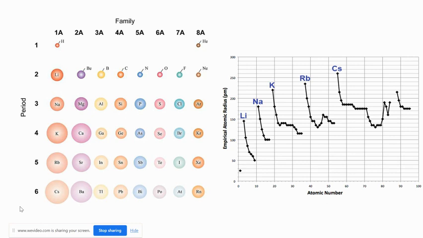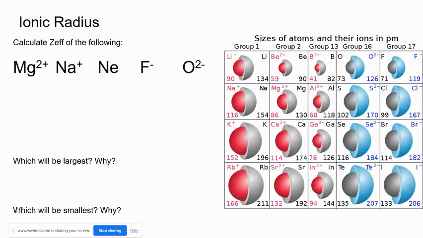This is a diagram of how these would look. As you're going down, it's going to get bigger. As you're going across in the same period, it's going to get smaller. And then they gave you a graph of what that looks like. Okay. Ionic radius. We've got to talk about this.